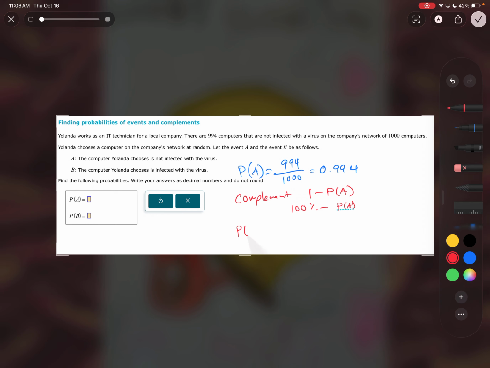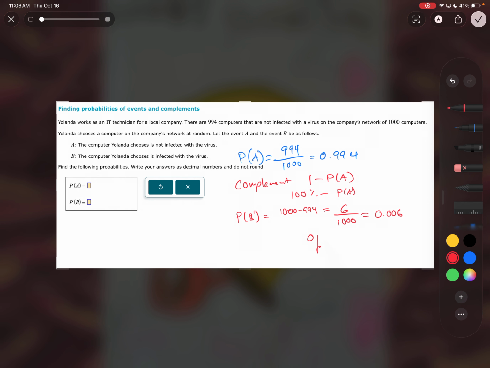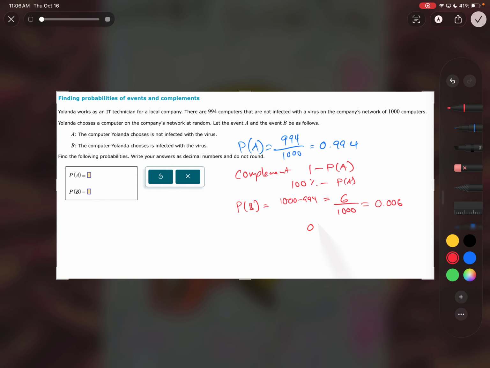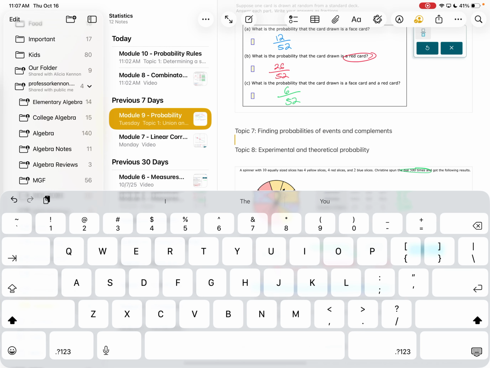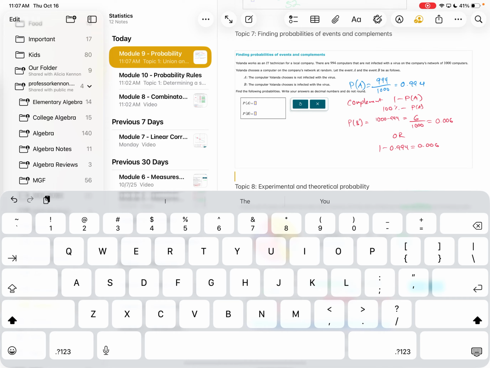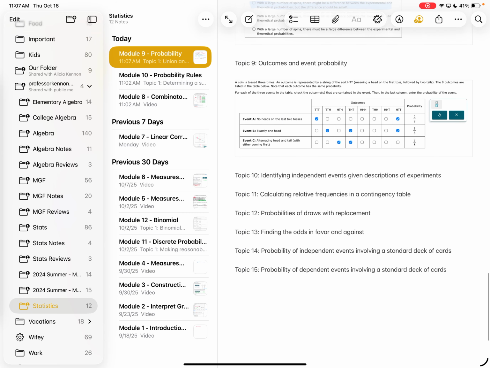For the probability of B, the two different ways to do this is you could do 1,000 minus 994 is 6, and then 6 divided by 1,000 is 0.006, or you could do 1 minus 0.994 is 0.006. So either of those would work. So you can do the complement of the total minus what you're looking at, or you could find the probability first and then subtract it. It depends on what's easier, what the problem's asking.